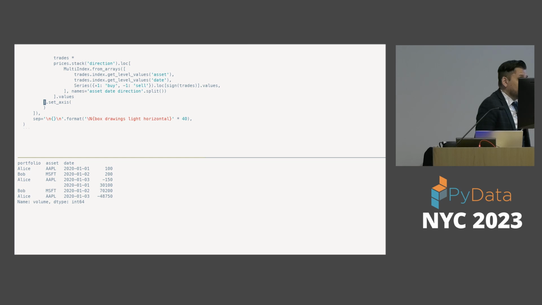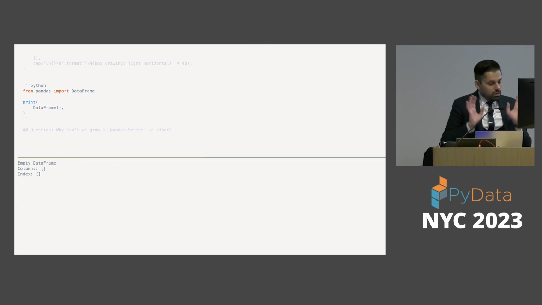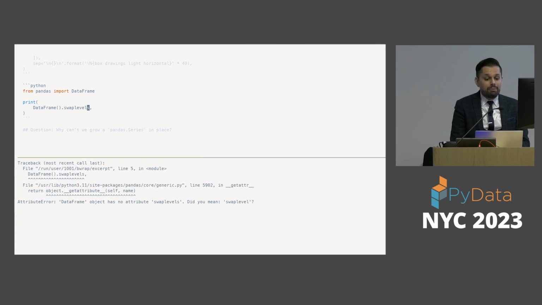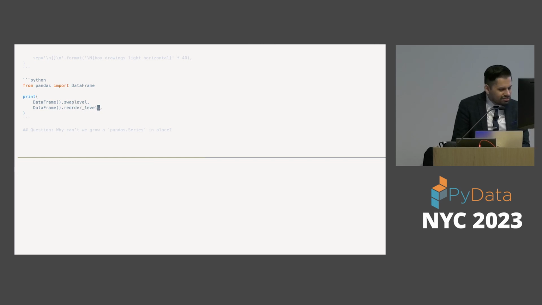I can drop a level, I can reorder a level, I can swap a level, and let's remind ourselves of one of the absurdities of pandas, because this is what I mean by the thing being coherent, but not particularly consistent. If I have a data frame, I can swap_levels, or swaplevel. I can reorder_levels.